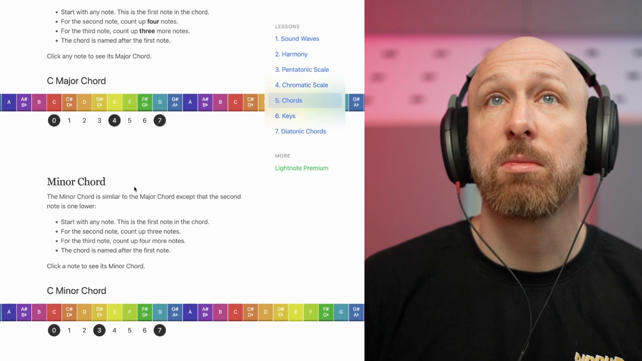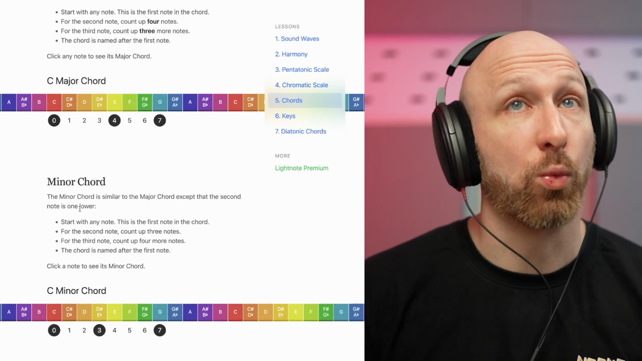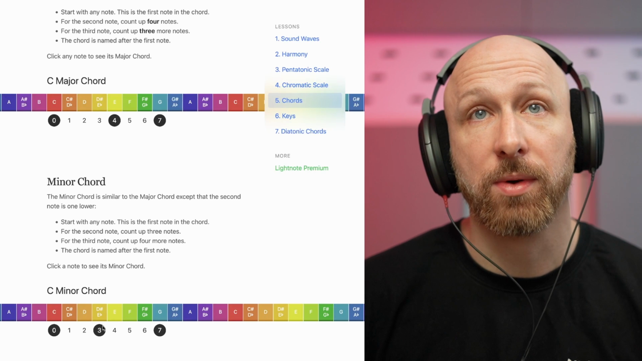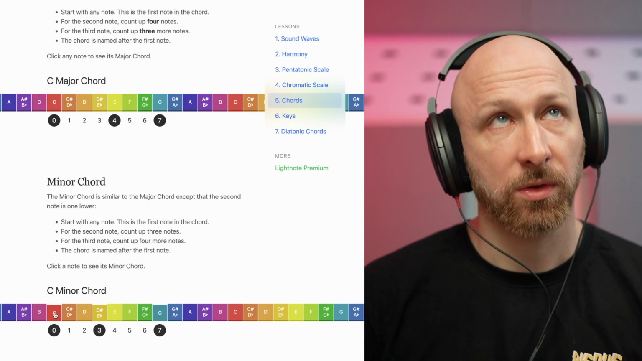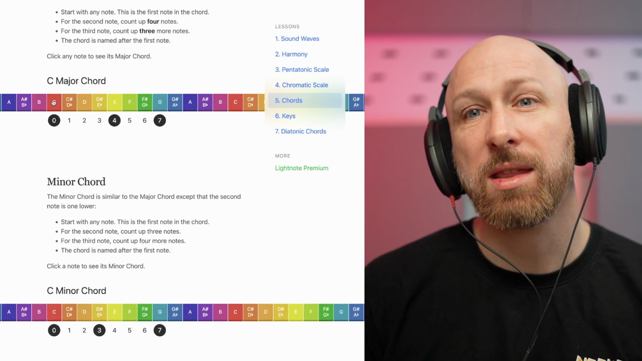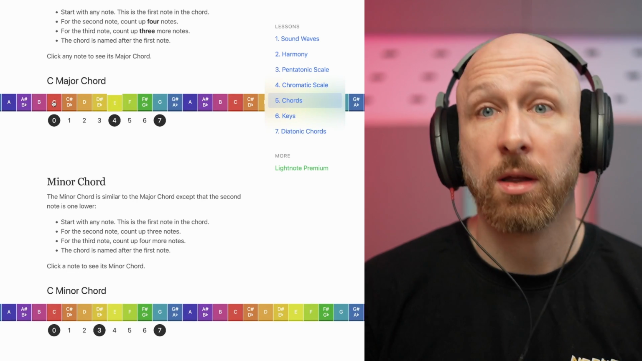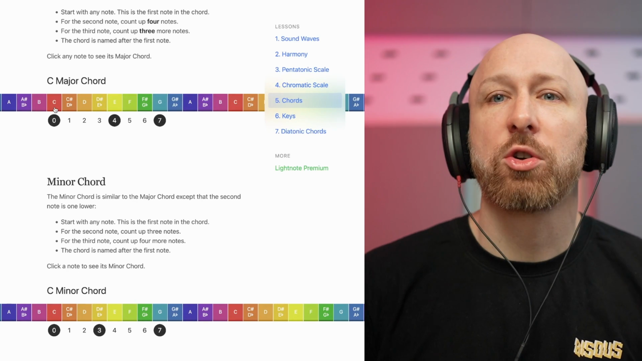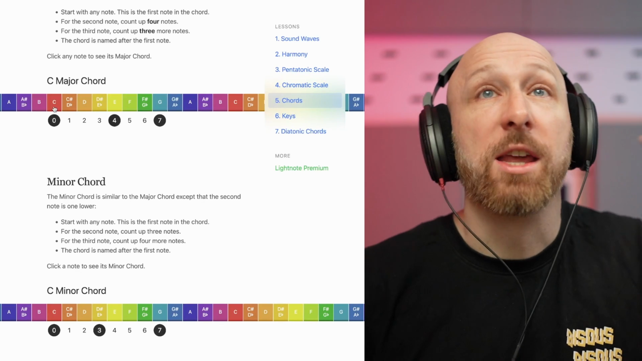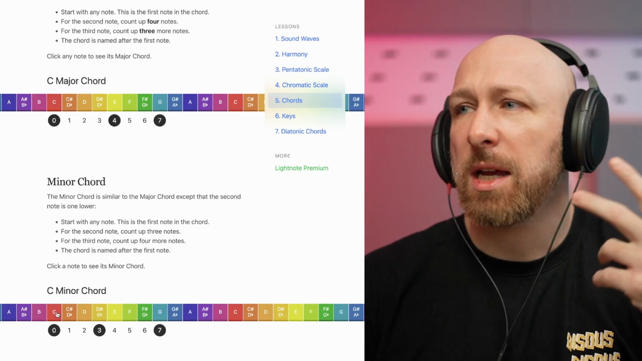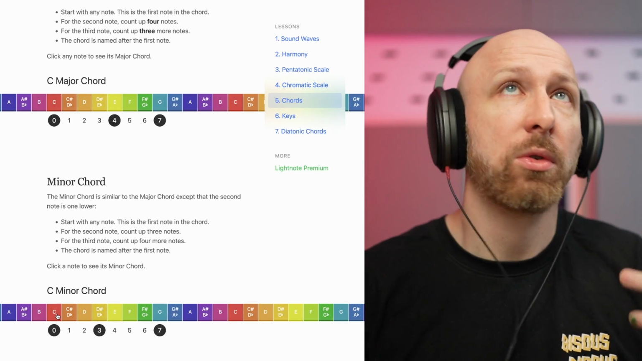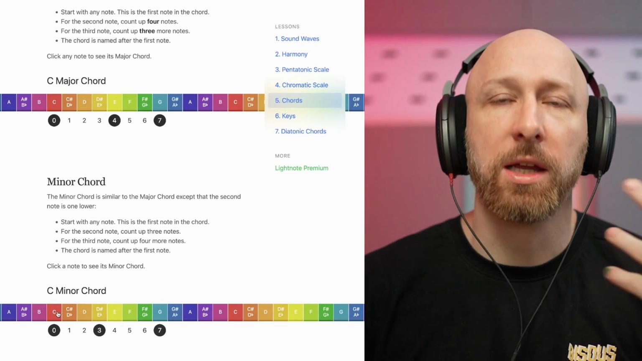The minor chord is similar to the major chord, except that the second note is 1 lower. Start with any note, add 3, and then add 4. This is what a minor chord sounds like. Notice how it's a little bit more moody than its major equivalent. The major chord, we might qualify it as triumphant, happy, confident, whereas a minor chord might be more introspective, a little bit more melancholy, things like this.